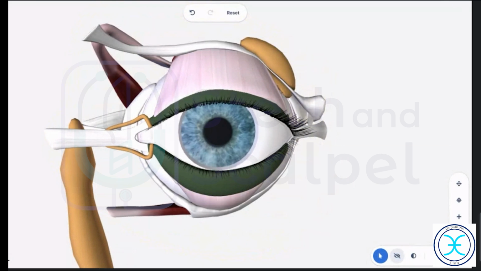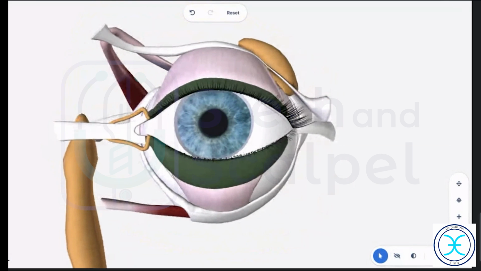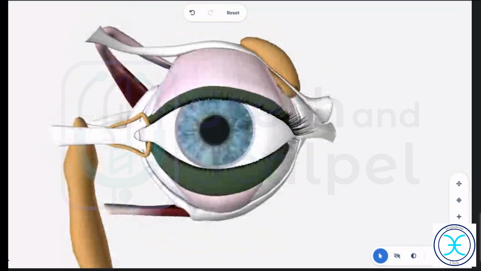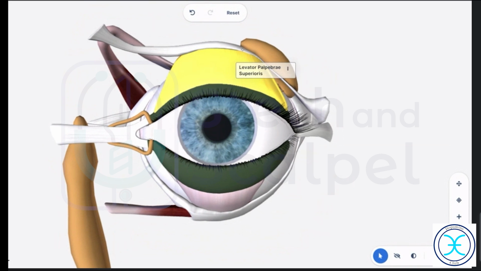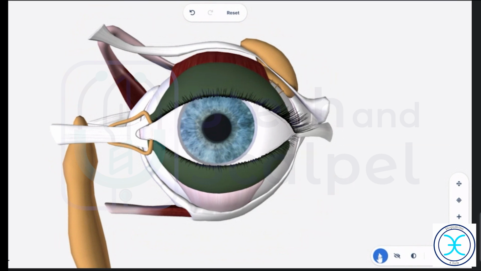And so now we're seeing a lot of ligaments and muscles. So what is this? LPS muscle. Don't use abbreviations. Levator palpebrae superioris. Yeah, exactly. So that is that muscle. What will this muscle be then? Capsulopalpebral. Yeah. So we've removed that.